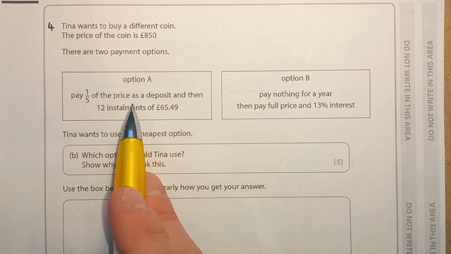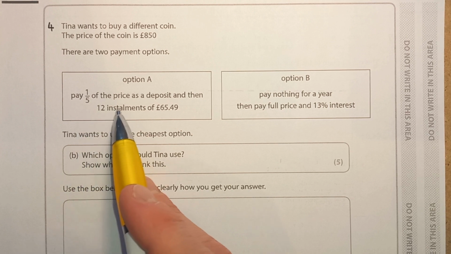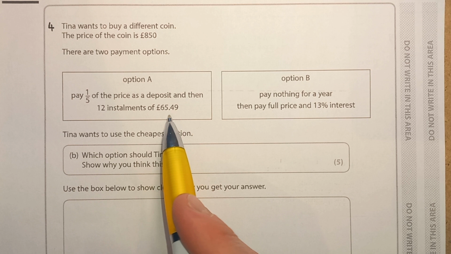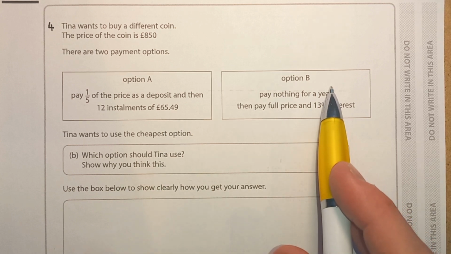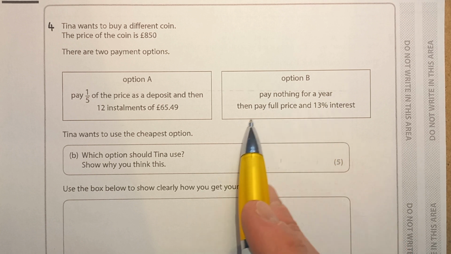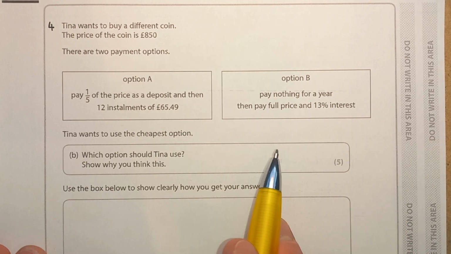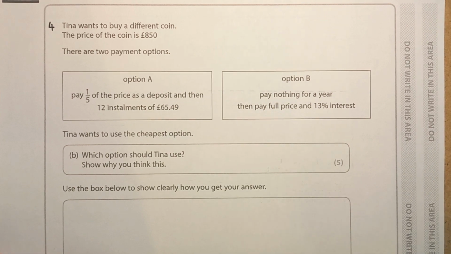So option A is to pay 1/5 of the price as a deposit, and then 12 instalments of £65.49. Or option B, pay nothing for a year and then pay the full price and 13% interest. Tina wants to use the cheapest option. Which option should Tina use? Show why you think this.